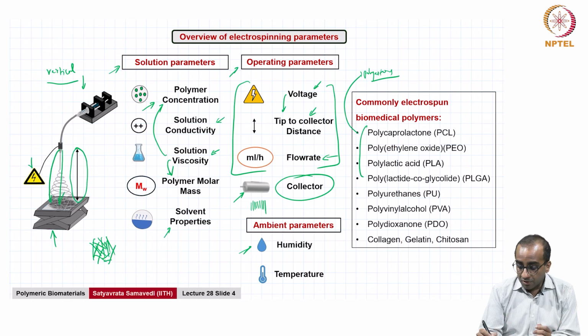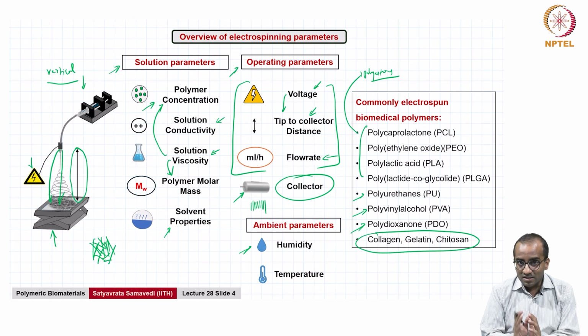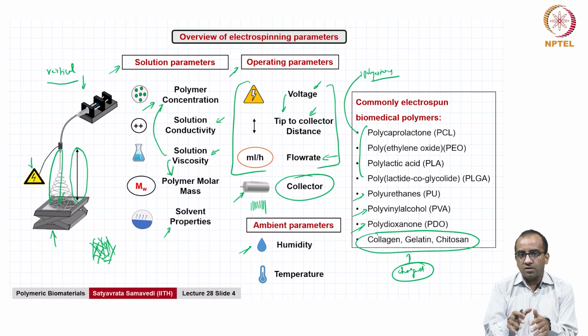You can also have polyurethanes being electrospun. You can have polyvinyl alcohol being electrospun. You can have PDO, which is another very important biomedical polymer. You can also have natural polymers such as collagen, gelatin and chitosan. And there are some very interesting challenges in processing polymers like these because these are charged polymers, right.